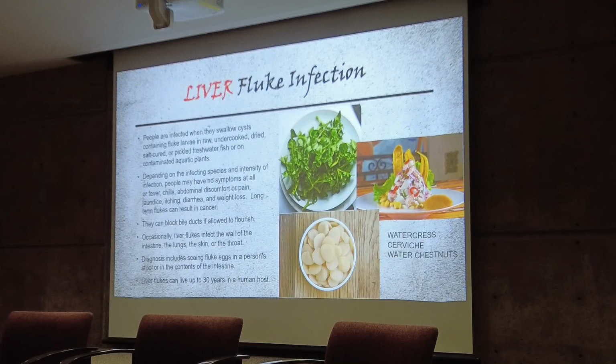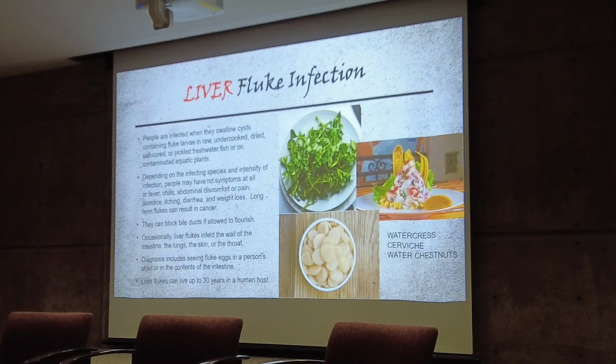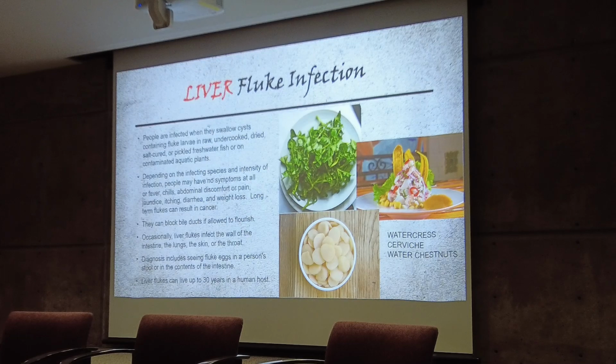Liver fluke infection. People are infected when they swallow cysts containing fluke larvae in raw, undercooked, dried, salt-cured, or pickled freshwater fish or contaminated aquatic plants. Depending on the infected species and the intensity of infection, people may have no symptoms at all, or fever, chills, abdominal discomfort or pain, jaundice, itching, diarrhea, and weight loss. Long-term flukes can result in cancer. They can block bile ducts if they're allowed to flourish.